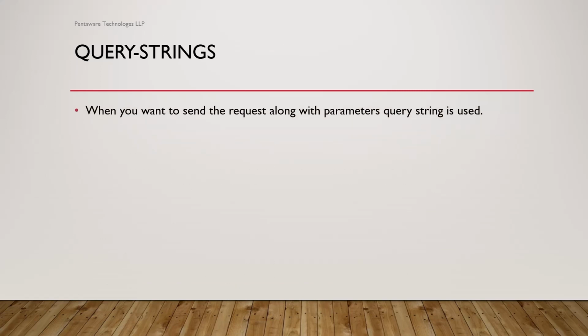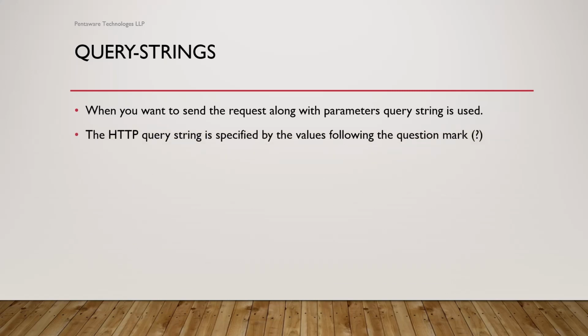When you want to send the request along with parameters, that is when a query string is used. If that does not make any sense, don't worry, I'll discuss it in detail. Second thing is the HTTP query string is specified by the values following a question mark. So in the request, if you see a question mark, then the string after that question mark is part of the query string. And you can send multiple parameters with the request. Those parameters are separated by the ampersand sign. Not clear? Don't worry. Let us see with an example.